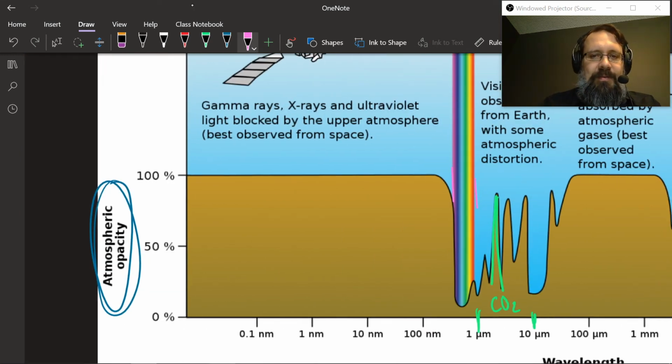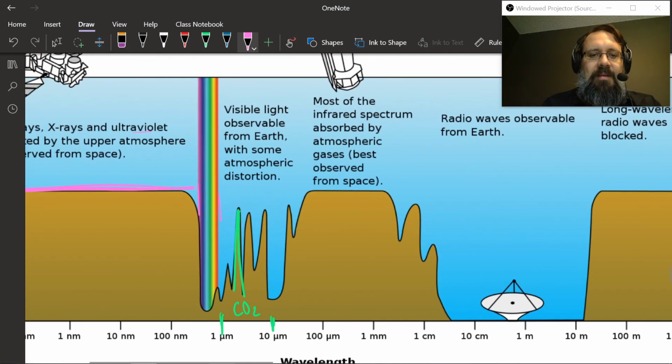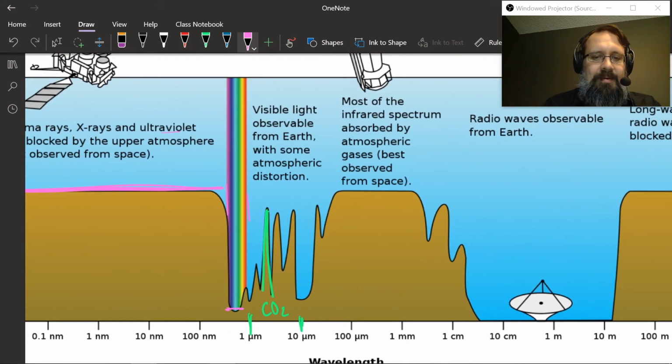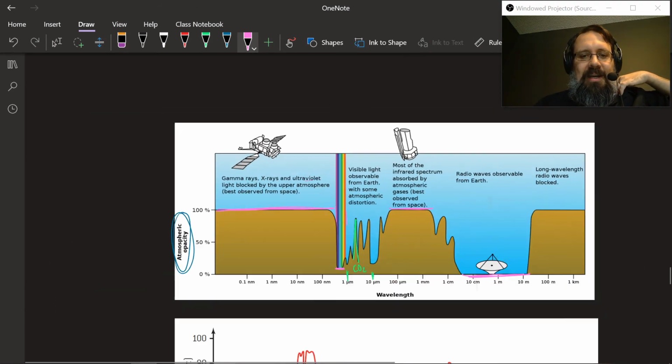In here, gamma rays, X-rays, ultraviolet, all that stuff gets absorbed by the atmosphere. None of it gets through. But then visible light can get through, and radio waves easily get through. Radio waves don't have any trouble. But over here, this is the infrared spectrum. It doesn't get through at all. That's the idea: these different spikes that you see here are caused by the different greenhouse gases.